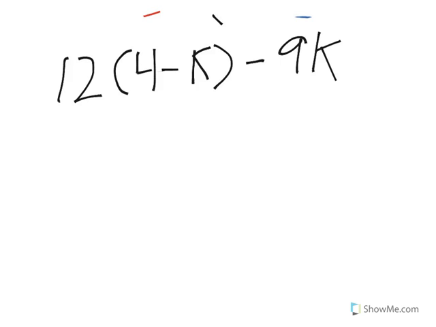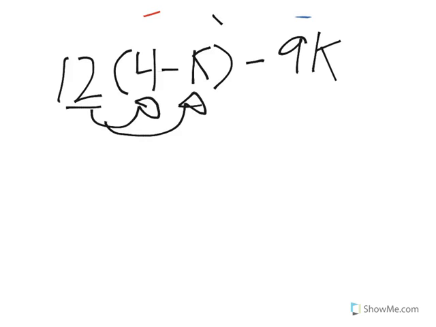Okay, so the first thing we want to do is distribute, and obviously we distribute with the parentheses and the number next to the parentheses. So we're just pretending the negative 9k doesn't exist right now. So here we've got our 12 underlined and then the arrows.